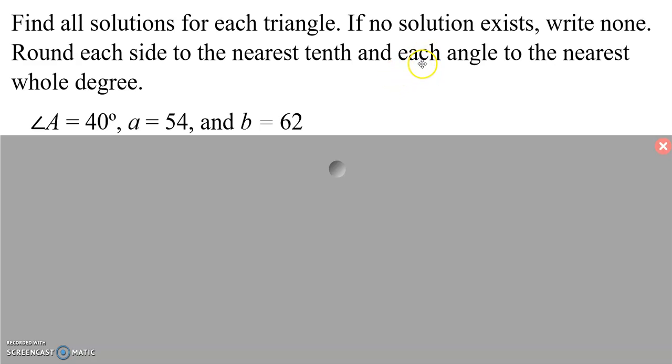Hello, here's another example of the ambiguous case of the law of sines from yesterday's lesson. Here you're being asked to find all solutions for the triangle, rounding sides to the tenth and angles to the nearest whole degree. If you want to try this one on your own first, you can hit pause now and then check in when you're ready.